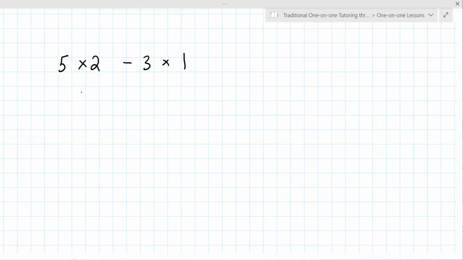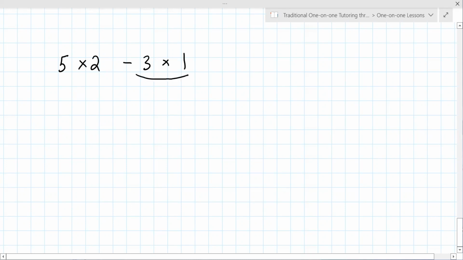I have one question about this one. Yes. So it's 5 times 2, right? Yes. And then after the subtraction, is it 2 minus 3, or do we have to bring it down first? Well, I would bring it down first, but you still multiply before you subtract. Okay.